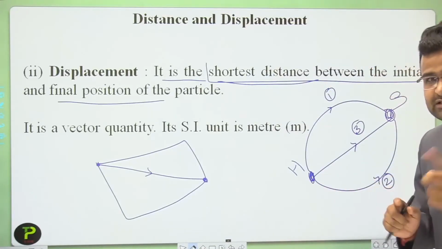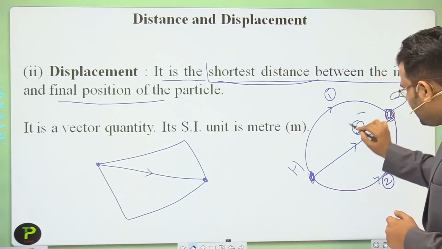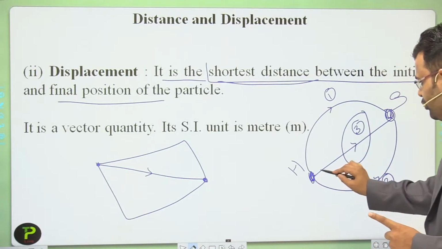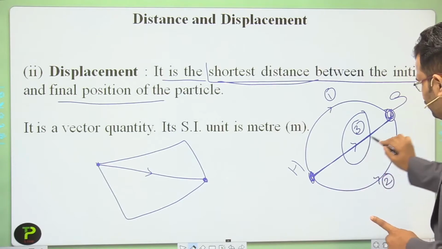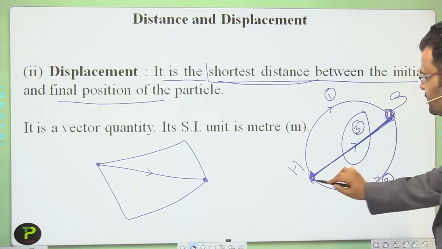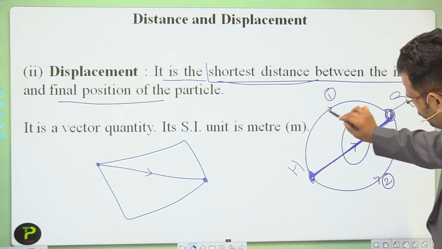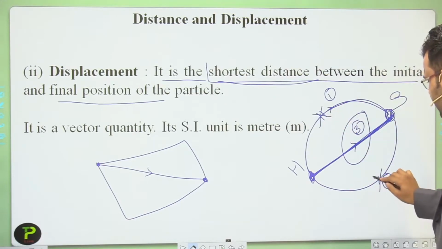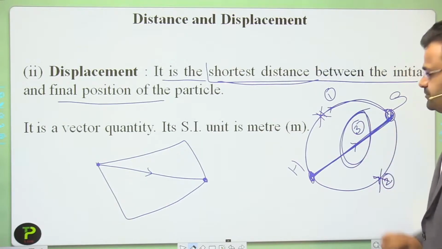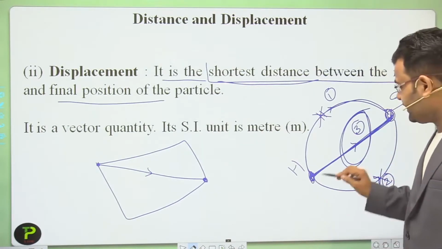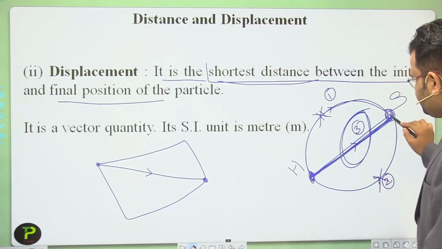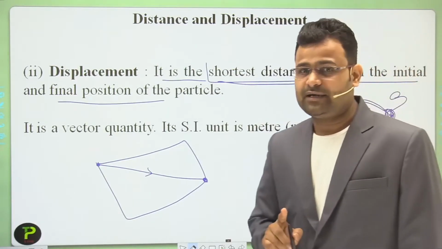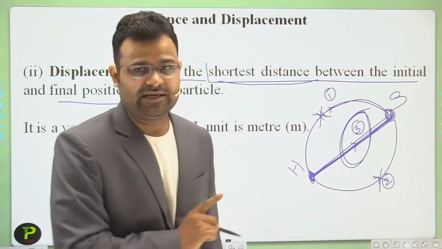Now, what is the displacement in this condition? That is path 3. The path length of path 3 is the displacement because it is the shortest path length. The other paths also have a path length, but it's not the shortest. So the value of displacement is the length of the shortest path. What is the shortest path in that condition? Path 3 is the shortest path, and the shortest path length is the displacement.